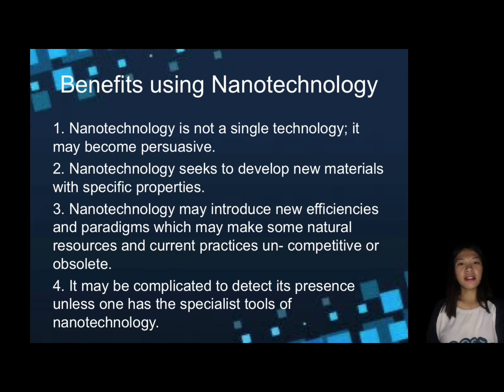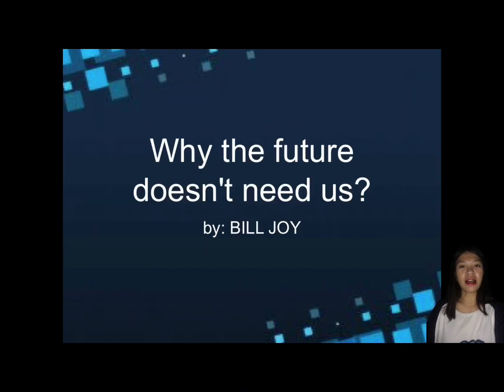So the third is nanotechnology may introduce new efficiencies and paradigms which may make some natural resources and current practices uncompetitive or obsolete. And the last one is number 4, it may be complicated to detect its presence unless one has the specialized tools of nanotechnology.